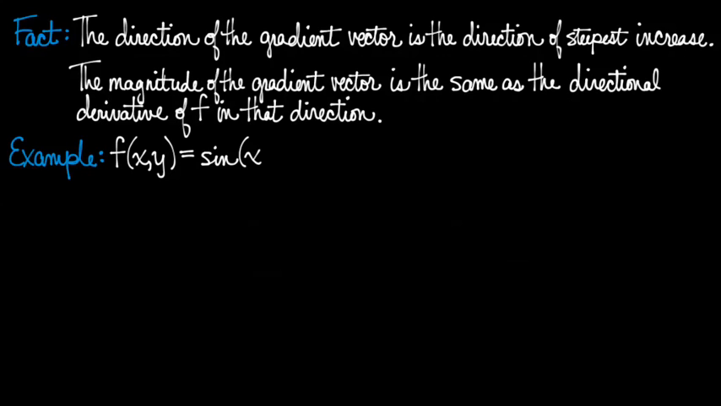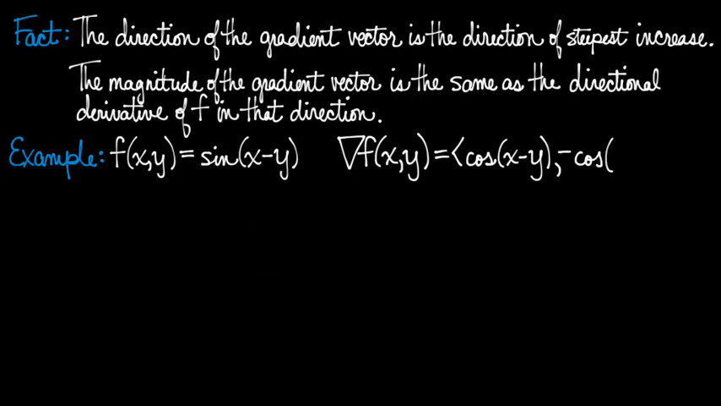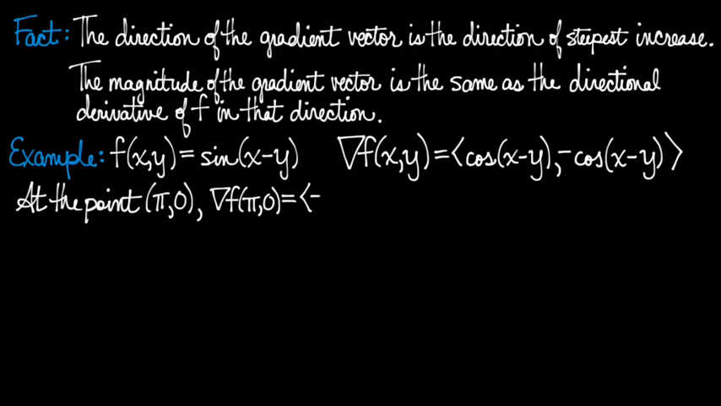Here's the example from the second video. f(x, y) = sin(x − y). Recall that the gradient of f at (x, y) was equal to the vector (cos(x − y), −cos(x − y)). So at the point (π, 0), the gradient vector is the vector (−1, 1).